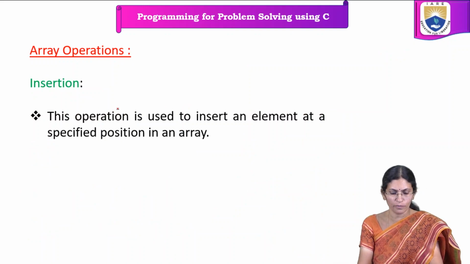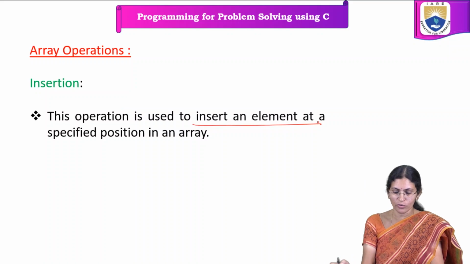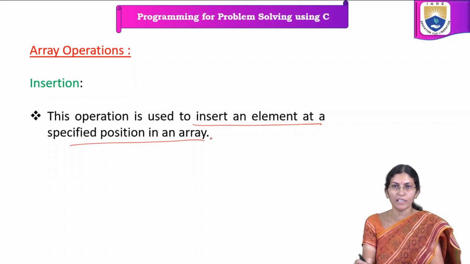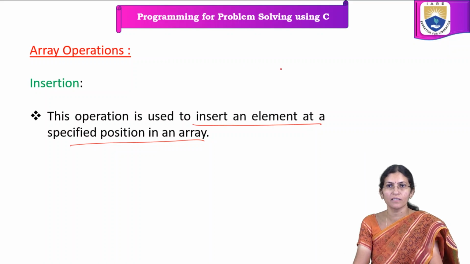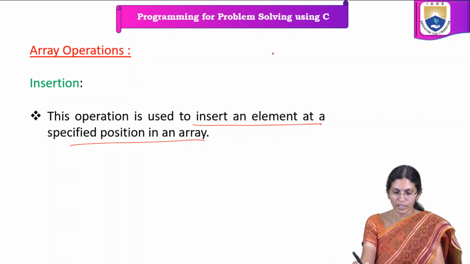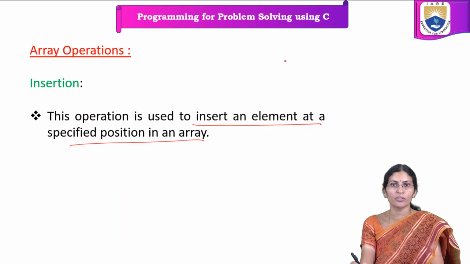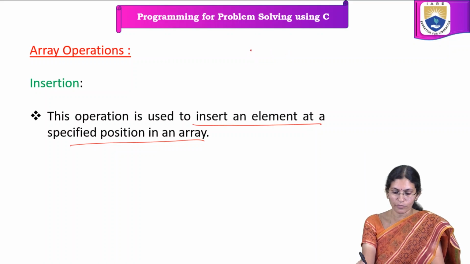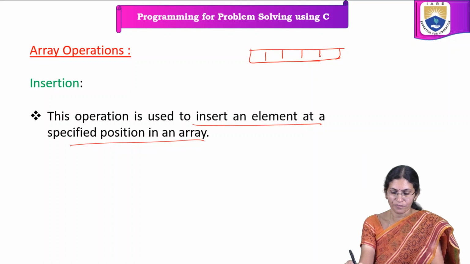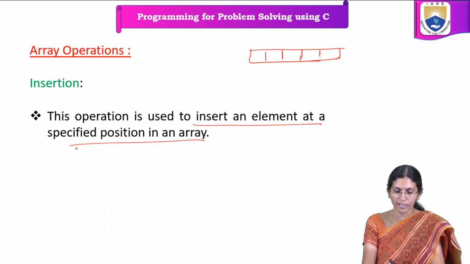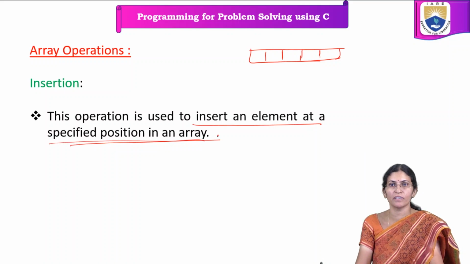Next is the insertion operation. This operation is used to insert an element at a specified position in an array. This operation involves shifting, so shifting has to be done. We can carry out the insertion operation by shifting each element. Suppose we have an array, and this operation is used to insert an element at a specified position in the array.